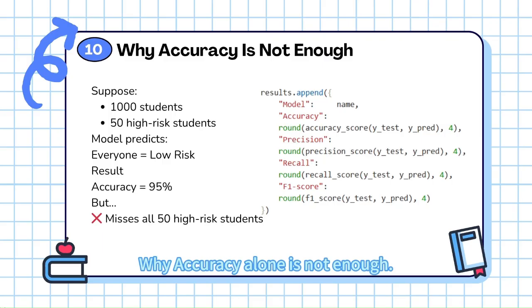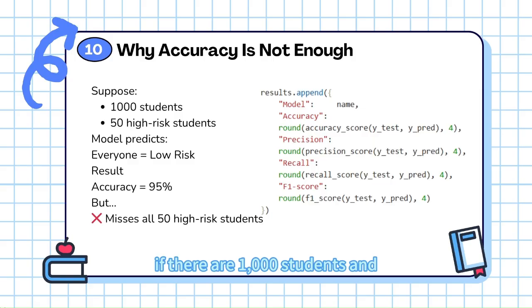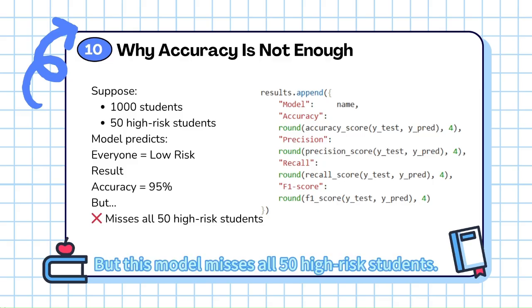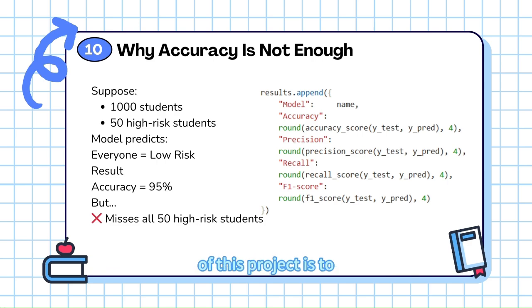That's why accuracy alone is not enough. Accuracy means the overall correct prediction rate. For example, if there are 1,000 students and the model predicts 950 students correctly, the accuracy is 95%. However, in dropout risk prediction, accuracy can be misleading. Suppose there are 1,000 students and only 50 students are high risk. If the model predicts everyone as low risk, it can still get 95% accuracy. But this model misses all 50 high-risk students. This is not useful for schools because the purpose of this project is to identify students who need support.